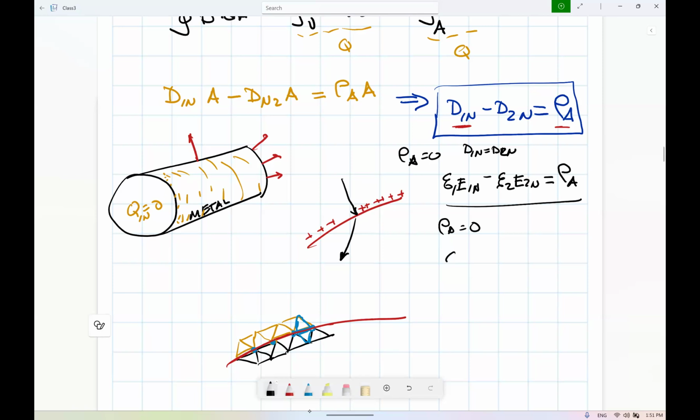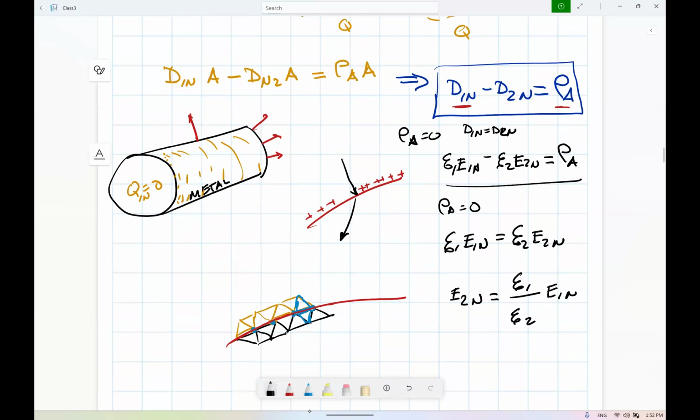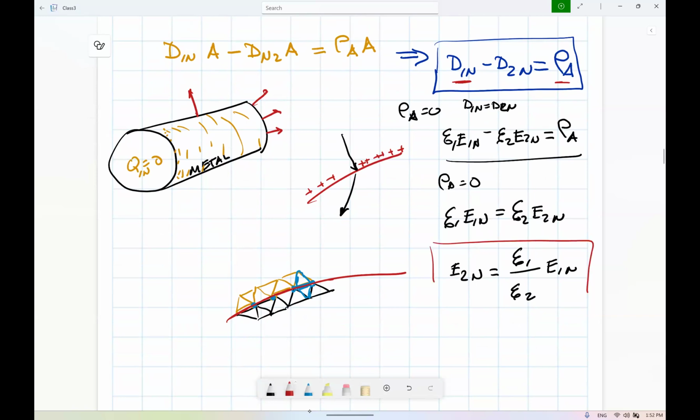Yeah. So epsilon1 E1n equals epsilon2 E2n. Now look at this thing, right? Let me do it the other way around. E2n will be equal to permittivity 1 over permittivity 2 times E1n.